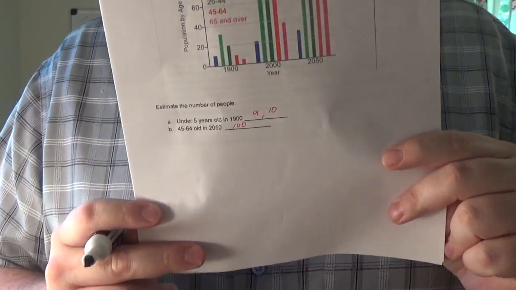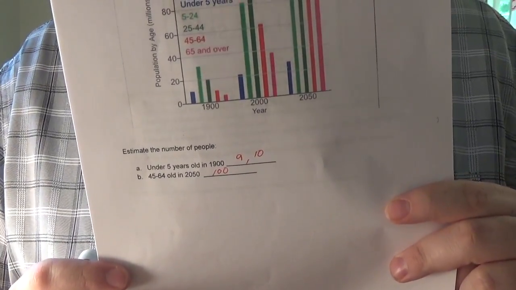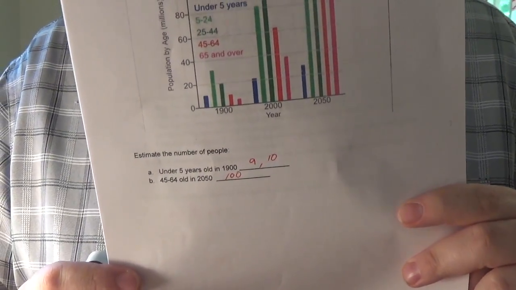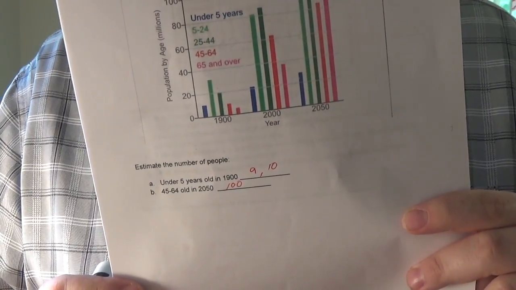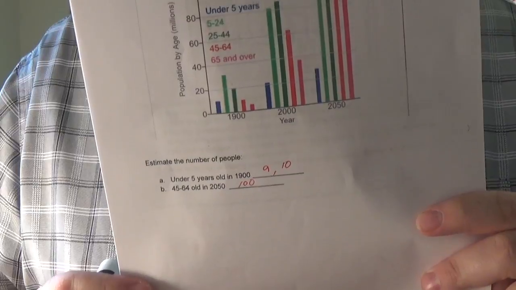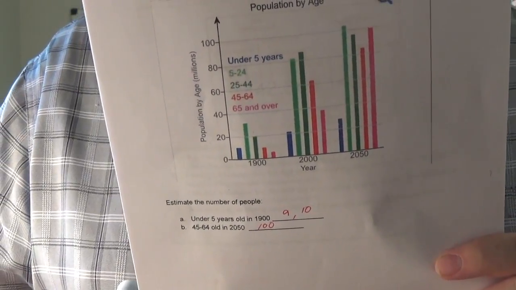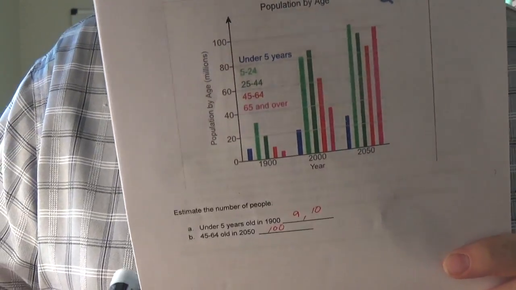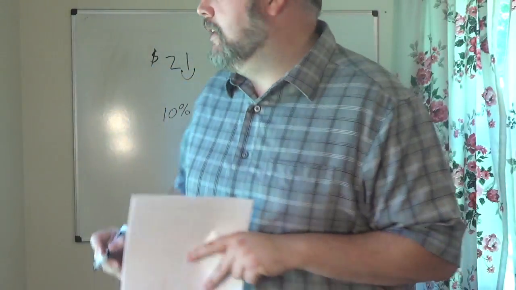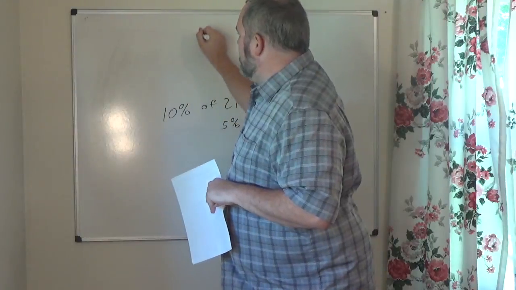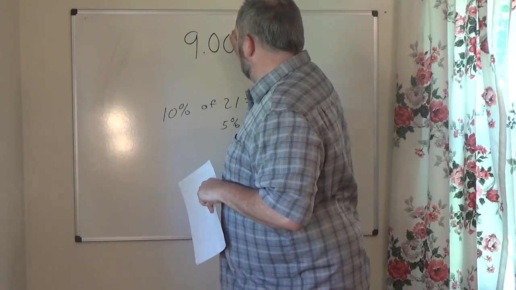Guess what? These answers are incorrect. Why? Think this through. Give you a moment. What does the graph say? It says population by age in millions. So the answer is not 9, but it is 9 million.